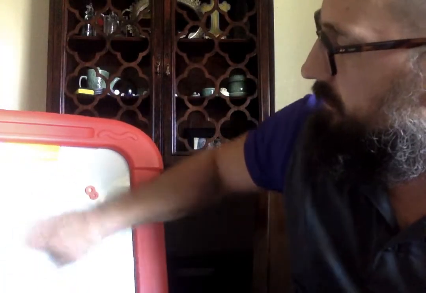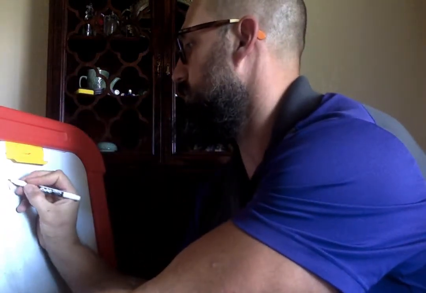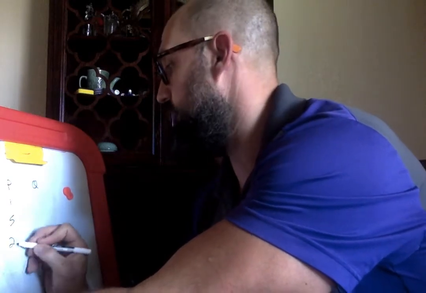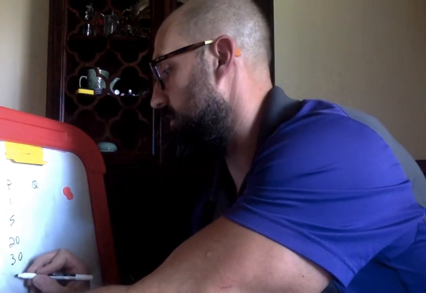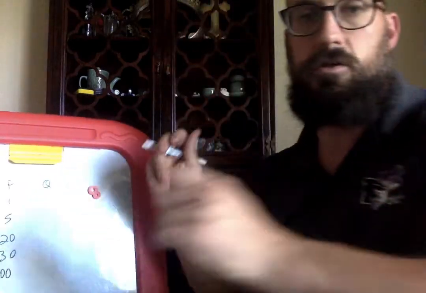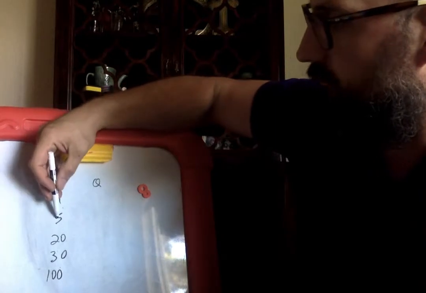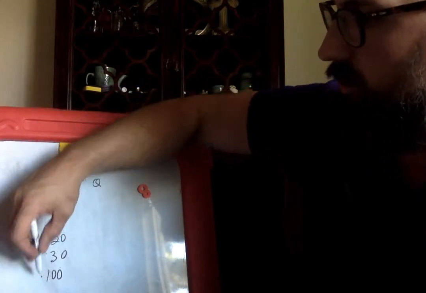Let me give you an example. So if you are a babysitter, and say you want to babysit, let's go ahead and do that right here. We're going to do what's called a supply schedule. So your price and quantity: $1, $5, $20, $30, and $100. Let's say that's your price per hour.